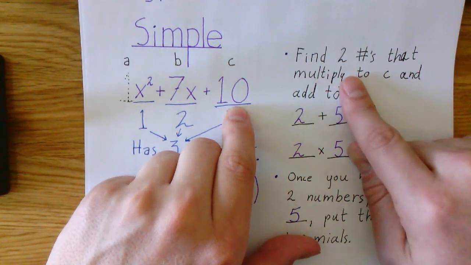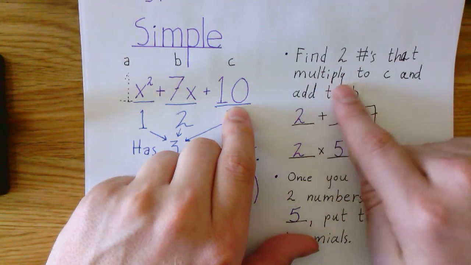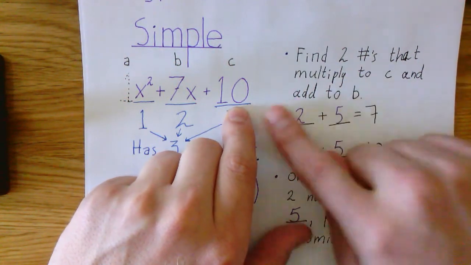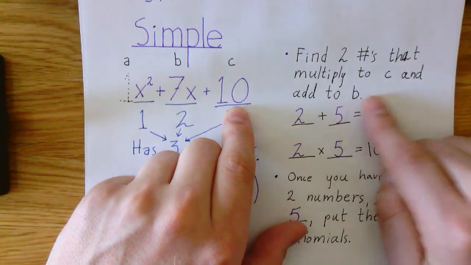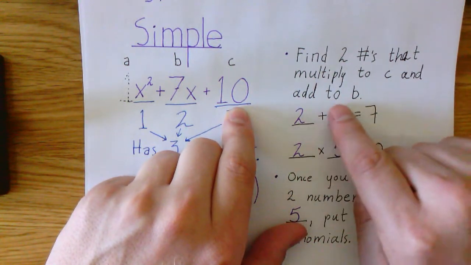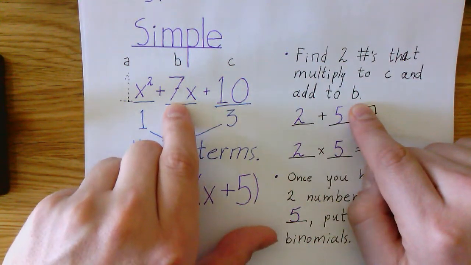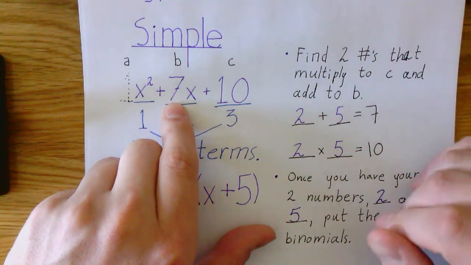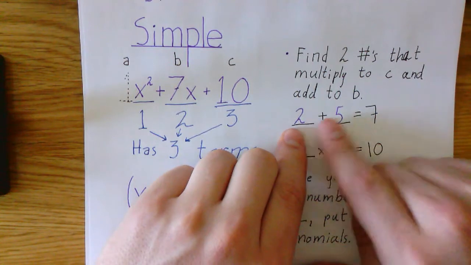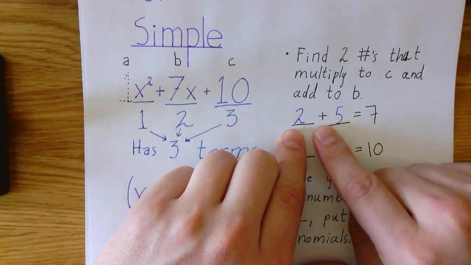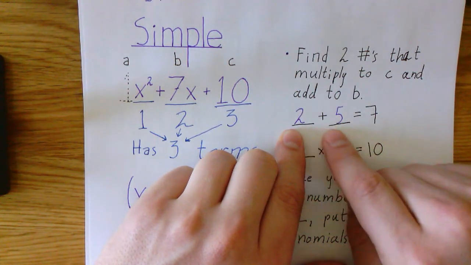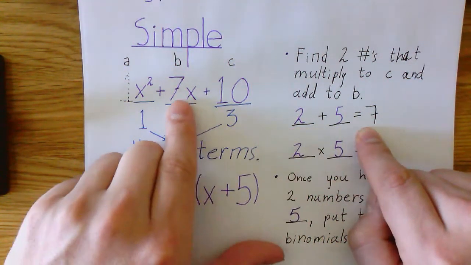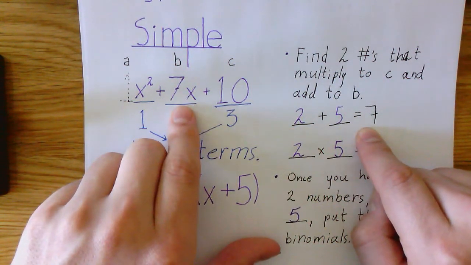Okay. So we're going to find 2 numbers that multiply up to C. All right, so we're going to find numbers that multiply to 10. And add to B. All right, so B is 7. We need 2 numbers that are going to add up to 7. So our numbers are 2 and 5. 2 plus, that's what add means, 2 plus 5 is 7. Okay, that's B. So my 2 numbers do add to B.